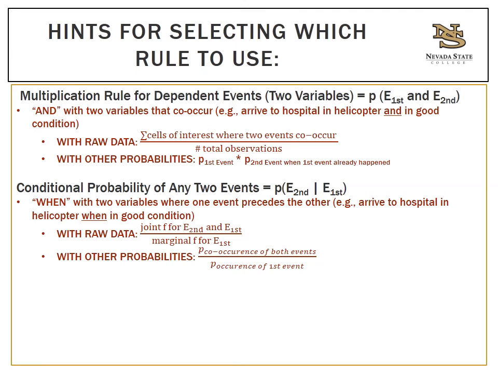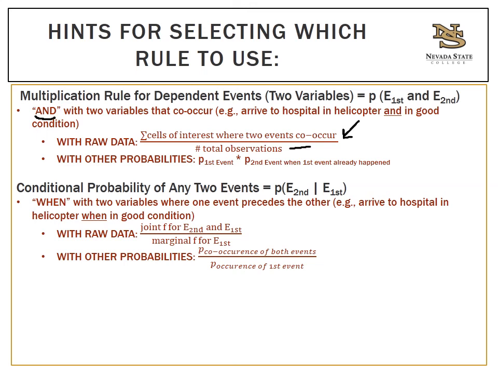Now finally, we're looking at our co-occurrence or our prerequisite types of probabilities. So the multiplication rule for dependent events, just like the other multiplication rule, you see the word "and," or at least the "and" would apply if you restated it. You've got 2 variables that definitely do co-occur. Not that they just could, but they do co-occur. One thing happens and another thing happens, and we're looking at 2 variables here. So arriving to the hospital in a helicopter and being in good condition. Here you're focusing on the intersection. You don't really have to add up very much. It's really just the number within that cell where those 2 things are happening.